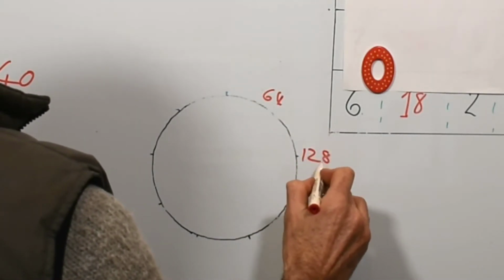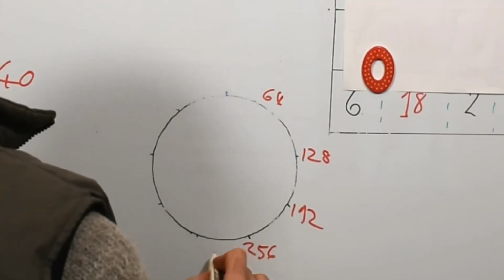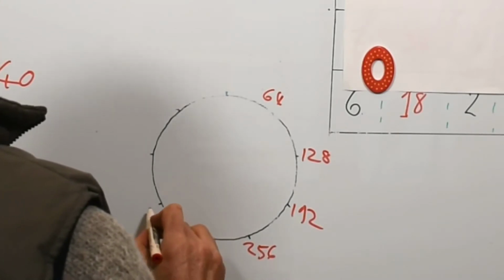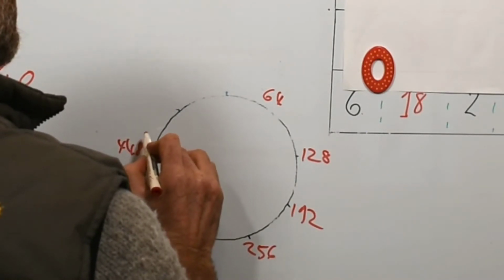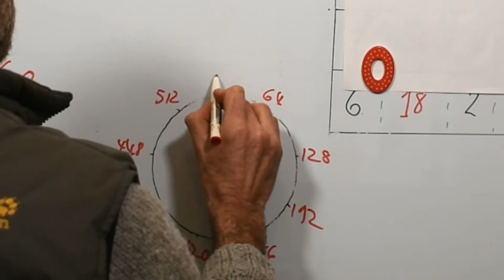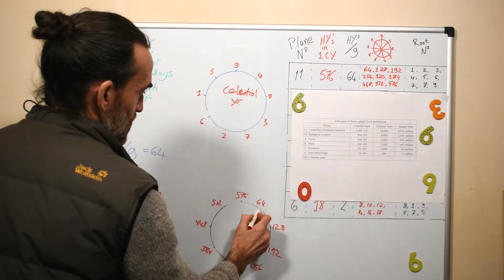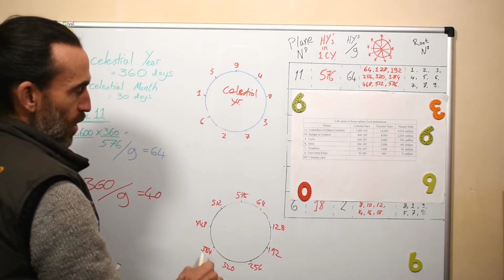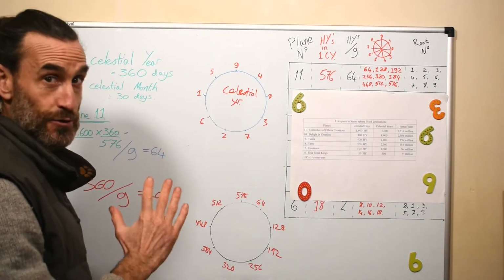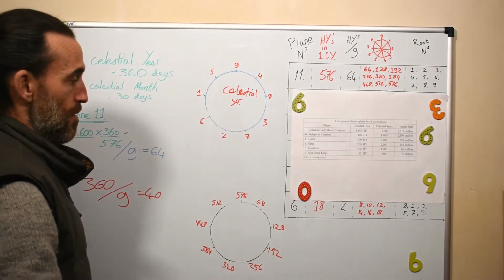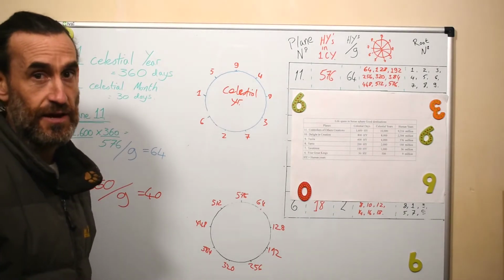64, 128, 192, 256, 320, 384, 448, 512, and of course 576 at the top. So that's the equivalent of one celestial year in human year terms, 576,000 human years, but marked out on a 9-spoke Dharma wheel, or divided into 9, whichever way you want to see it.